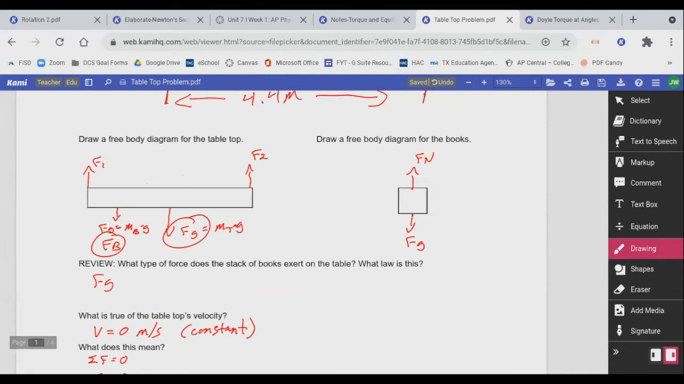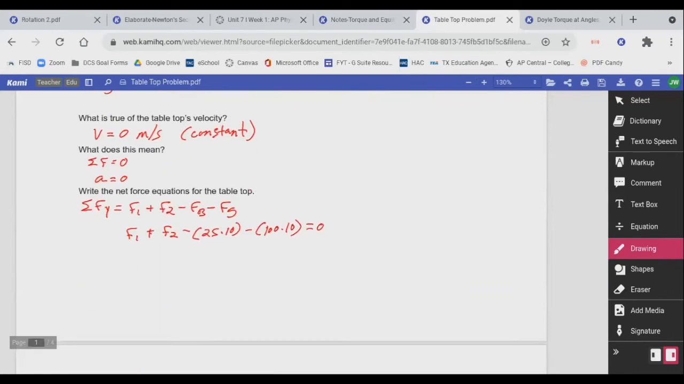We have F1, F2 going up. We have FB going down, FG going down. Fair so far? What's really cool is now we finish a whole half of the sheet, right? It's got to be easier from here. The second half can't be as bad as the first half. Take a breath and we hope.